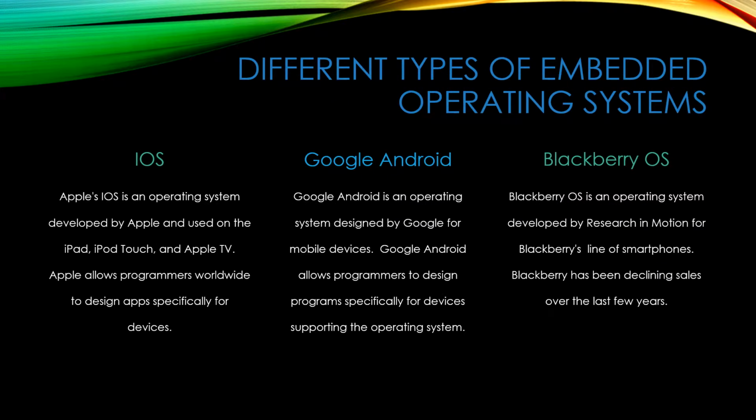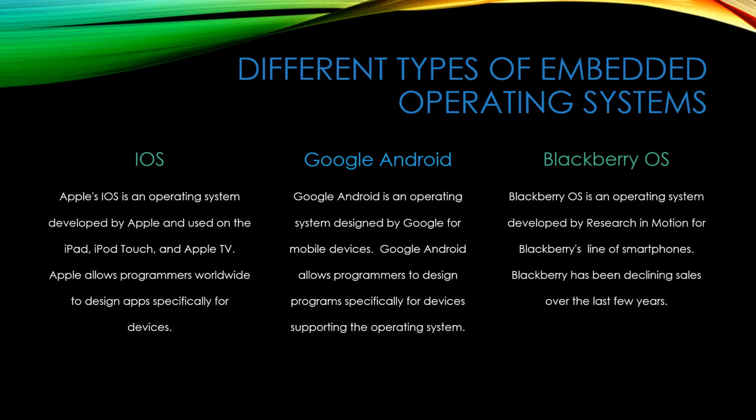Different types of embedded operating systems. There are 3 different kinds: iOS, Google Android, and BlackBerry OS. I'm giving you guys definitions just because I want you to be familiar with each thing that we're going to be talking about. Apple's iOS is an operating system developed by Apple and used on the iPad, the iPod Touch, and the Apple TV. Apple allows programmers worldwide to design apps specifically for devices.